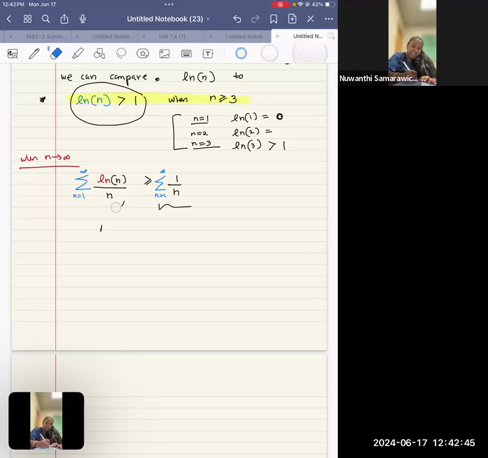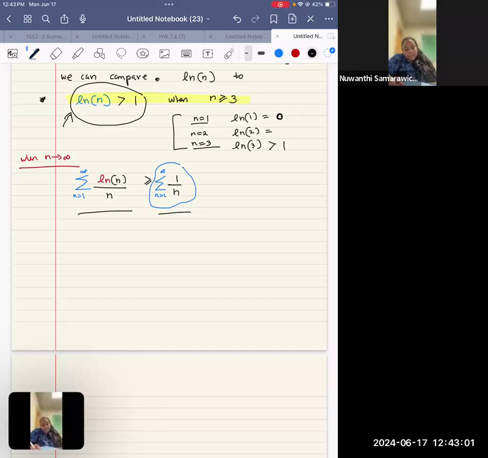I have already written the answer. So this part is bigger than this one because of this inequality that we use. Now we are going to compare this series. So what is this one? I have mentioned this is a name for this kind of series. What is the name for this kind of series?